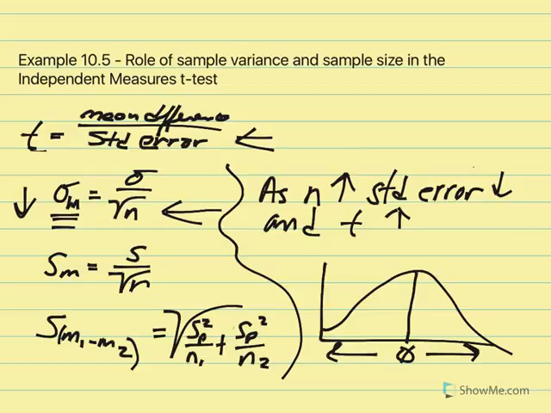So in this case, we can see with the equation, if you divide by a larger number, the quotient decreases, not only in the standard error equation, but also in our t-statistic equation. The standard error decreases and our t increases. So we see how these two factors, sample variance and sample size, have great implications for our concluding statements in terms of rejecting the null hypothesis.